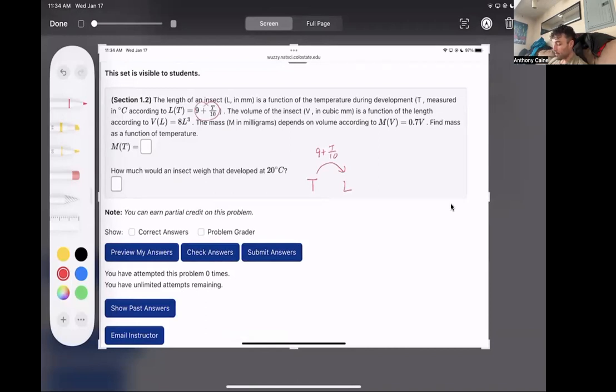The volume is a function of length. So if I know how long the insect is, I know how much volume it is. The way I do that is I take its length and I cube it, and then I multiply by 8. Real quick, I just want to emphasize this is not 8L cubed. It's 8 times L cubed.